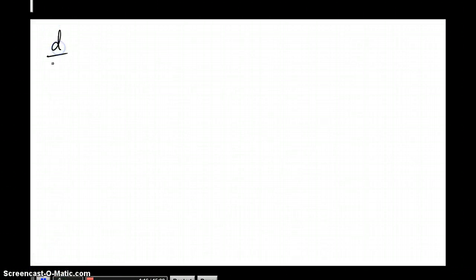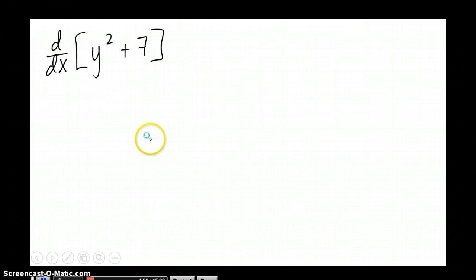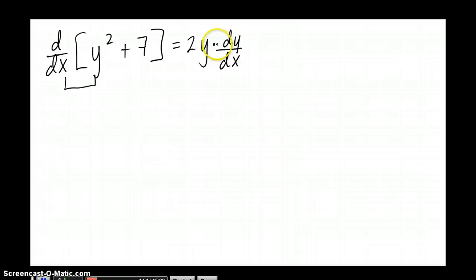What if I asked you to derive with respect to x the function y squared plus 7? So now I have a function that doesn't have any x's in it. I can still find a derivative, but I need a part of my chain rule in order to do it. I derive y squared using the power rule, so I know that that's 2 times y. But now, because these variables do not agree, my chain rule part of it, I have to multiply by the derivative of the variable y with respect to x. Derivative of 7 is still 0, so my derivative would look like this.